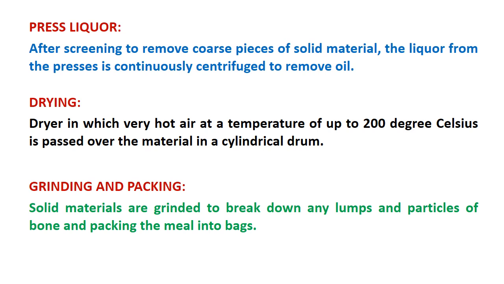The semi-solid part which we get through the centrifuge can undergo a final drying by hot air up to a temperature of 200 degrees Celsius. Then it is passed over in a cylindrical drum. So this drying is done in a cylindrical drum at a temperature of about 200 degrees Celsius. On one side we get the separated oil from which the water is removed, and on the other side we get the semi-solid material which is dried, and then it undergoes grinding and packing.